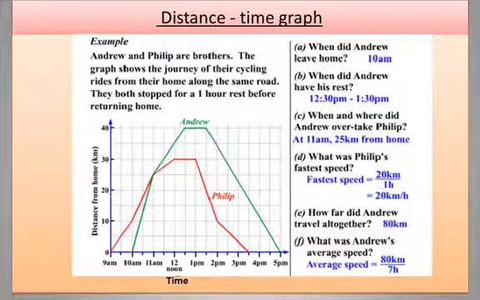Now what was Andrew's average speed? Average speed equals the total kilometer divided by total time. So total time, 10 a.m. to 5 p.m., is 7 hours, and the total distance is 80 kilometer. You can divide it and you will get a decimal number, 11.42 kilometer per hour. That is the average speed.